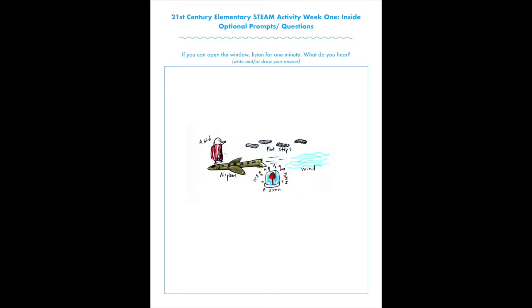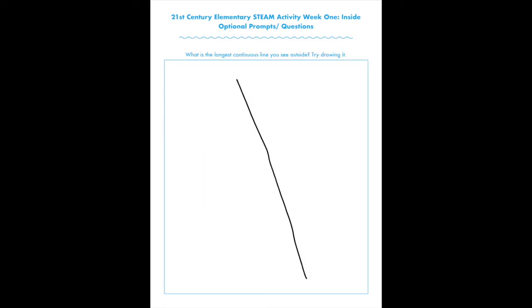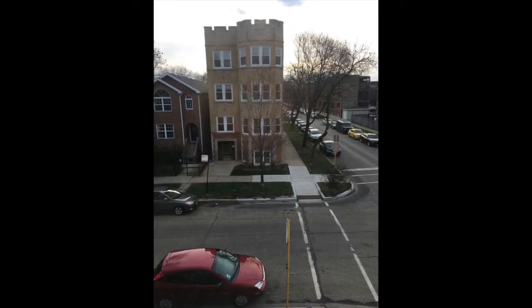If you can open the window, listen for 1 minute. What do you hear? When I listened out my window, I heard a bird and footsteps, an airplane, wind, and a siren. What is the longest continuous line you see outside? Try drawing it. I noticed that the crosswalk line continued all the way down the sidewalk for almost the entirety of what I could see. Can you see the line when I highlighted in yellow? Pretty long line, right?